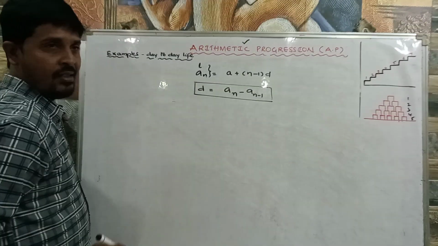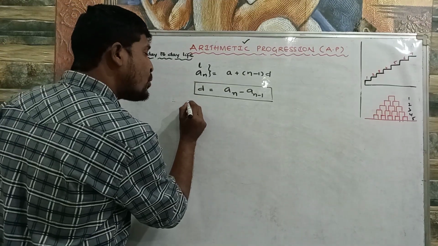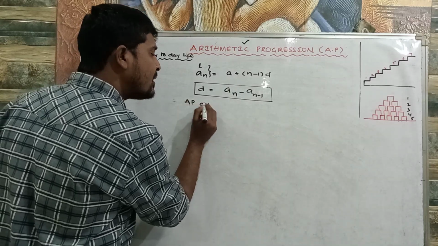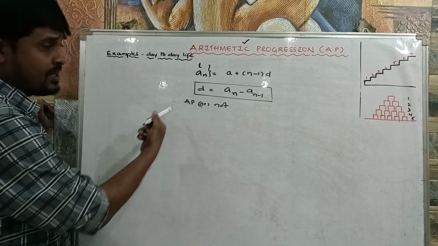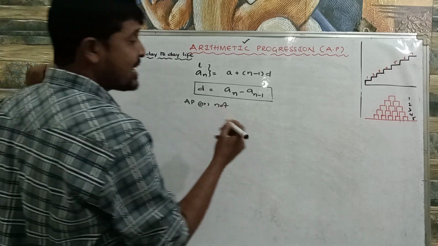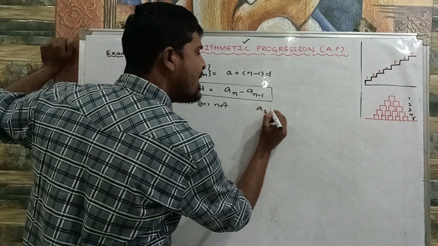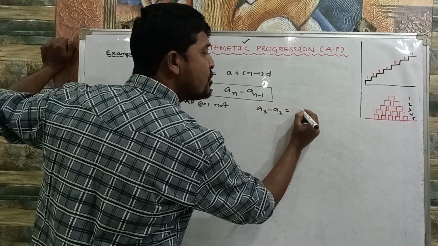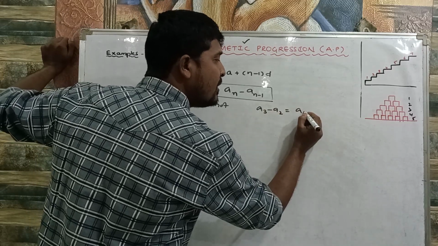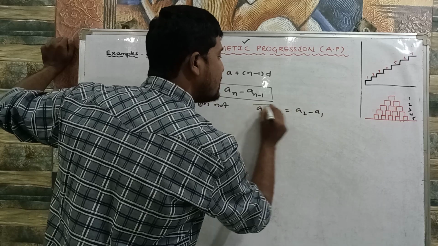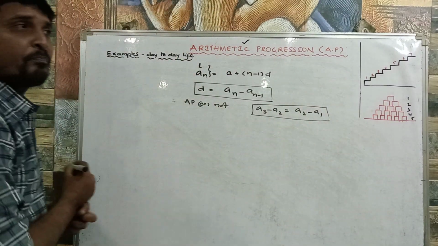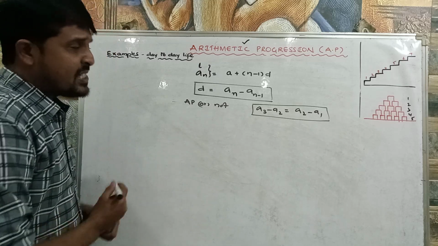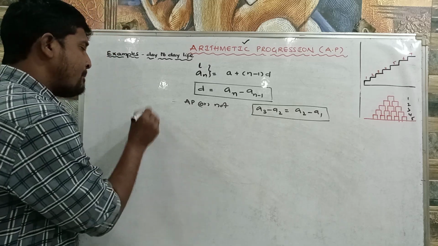And to check whether a progression is an AP or not, if three terms have been given to you and you have been asked to check whether it is an arithmetic progression or not, just go for it. a3 minus a2 should be equal to a2 minus a1. If it is, then it is considered an arithmetic progression. Now we are going to see an example.